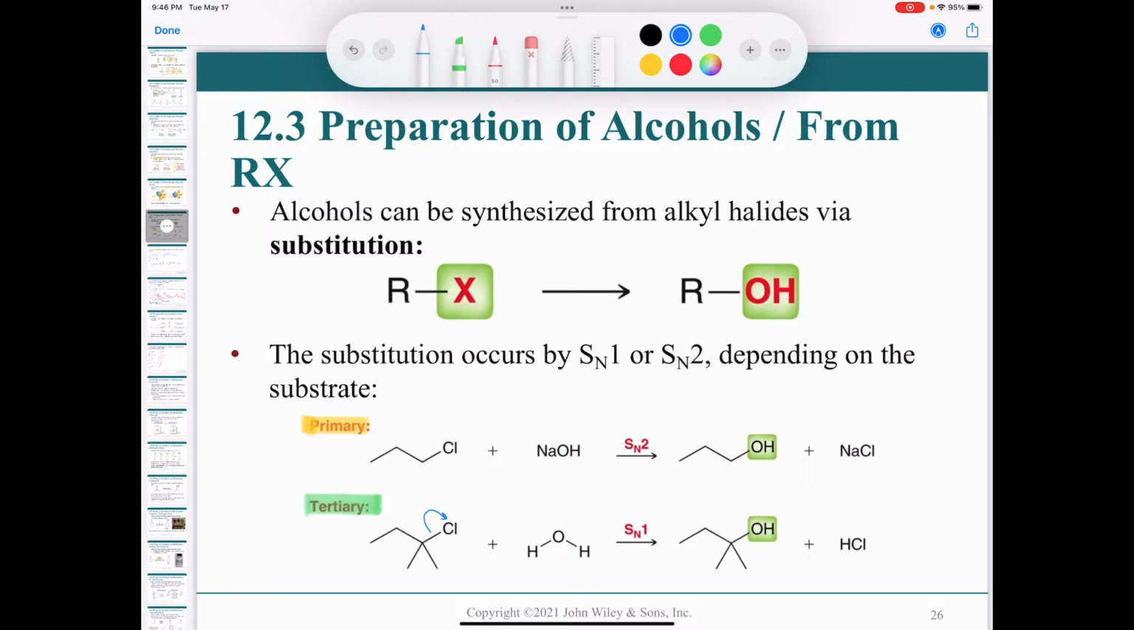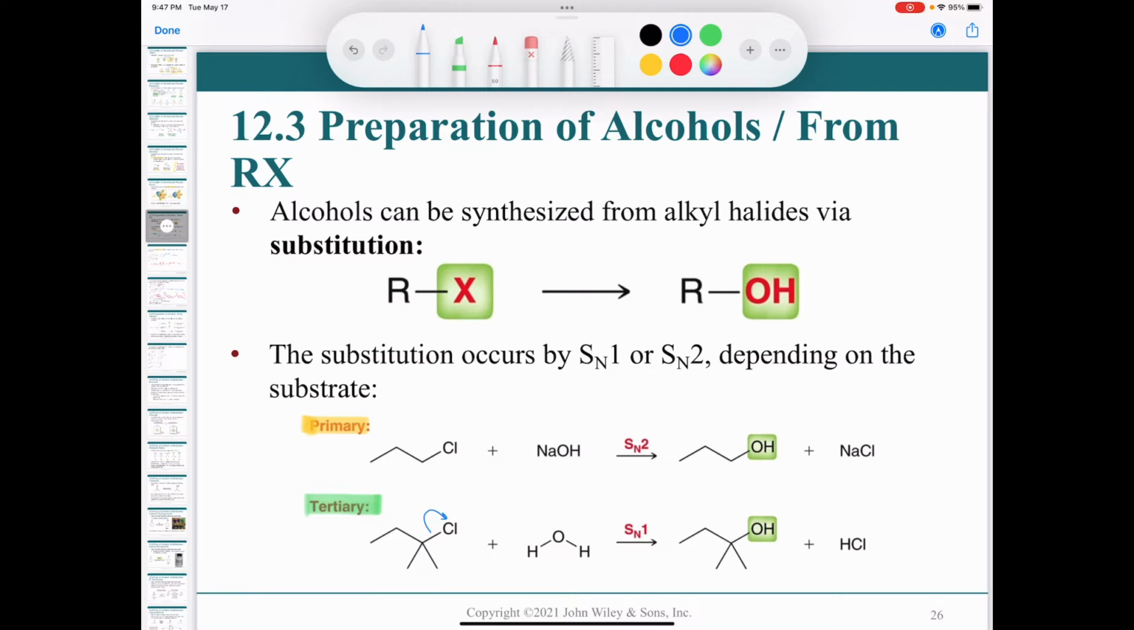Now, if you're wondering, could I do this with a secondary alkyl halide? The answer is not really. An SN2 or an SN1 wouldn't be effective with a secondary substrate because SN1 conditions are going to be too slow for the substitution to occur, and SN2 conditions are mostly going to produce alkenes, so elimination products, instead of substitution products.